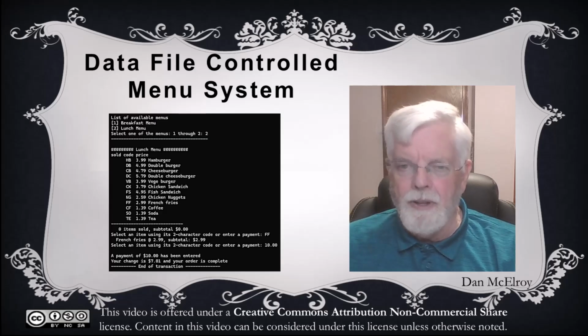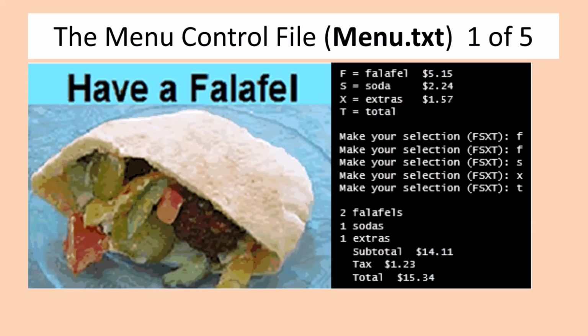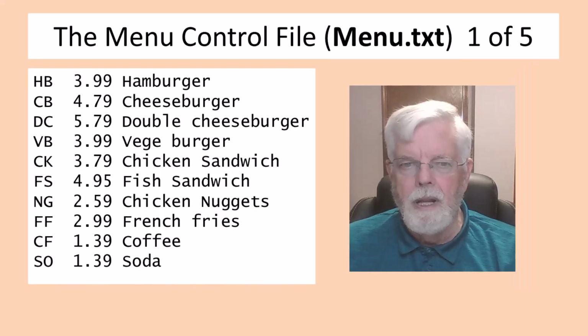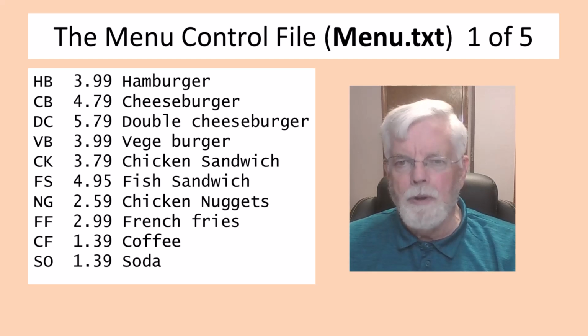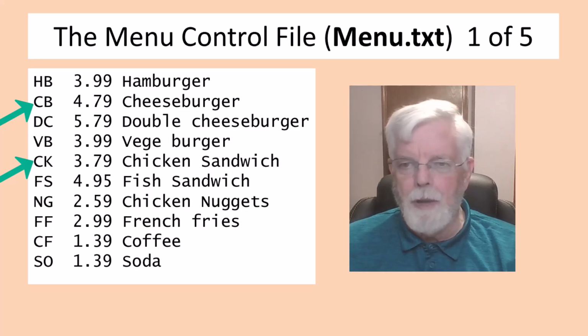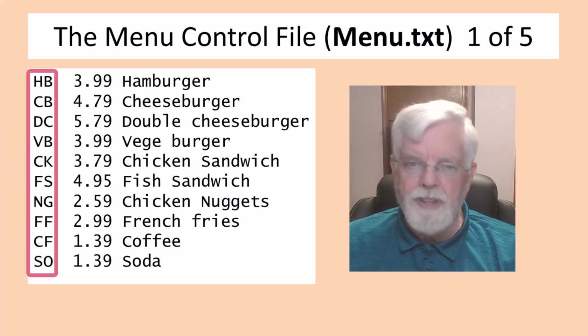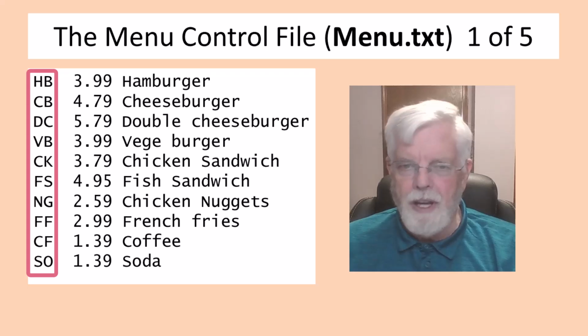When I started out designing the new project, I laid out the text file that would hold the menu. I didn't even think about writing any code. The original falafel project started out with only 3 items: falafel, soda, and extra, and only needed a single character input to make that selection. I wanted more items for the new program, but discovered that using a single character such as C wouldn't do for selecting cheeseburger, chicken sandwich, or coffee. So I decided on using 2 characters for the selection.